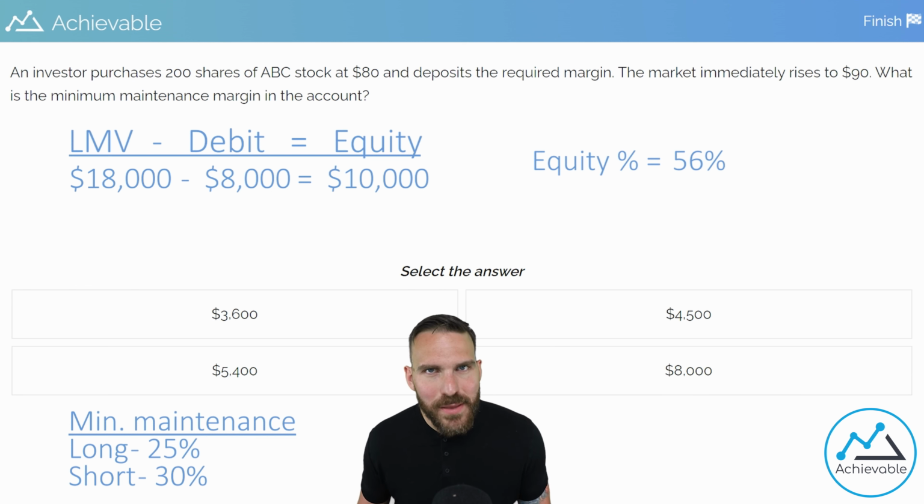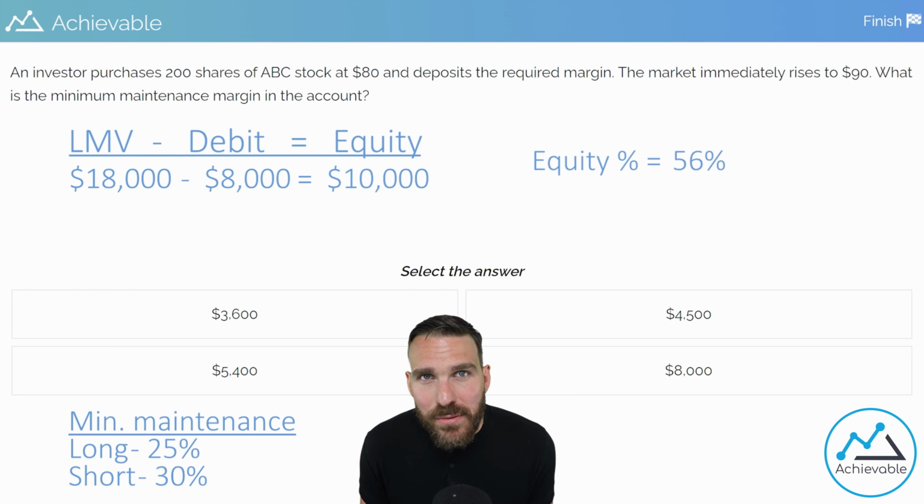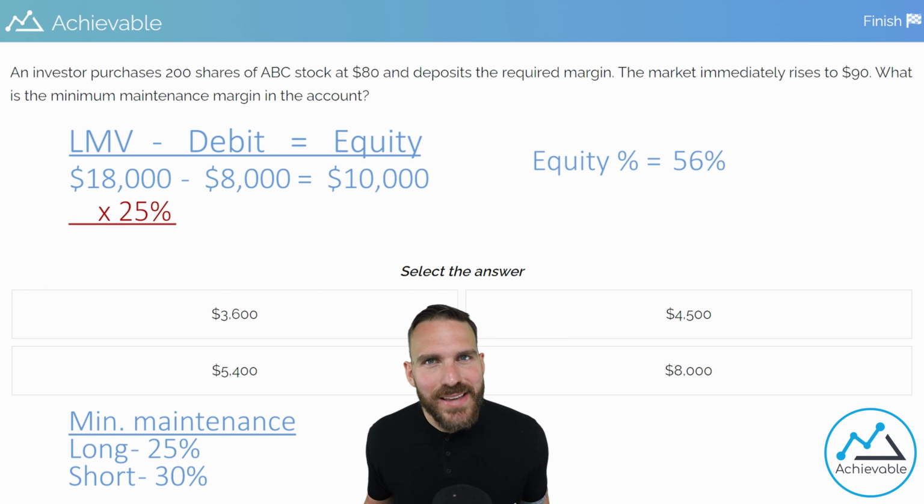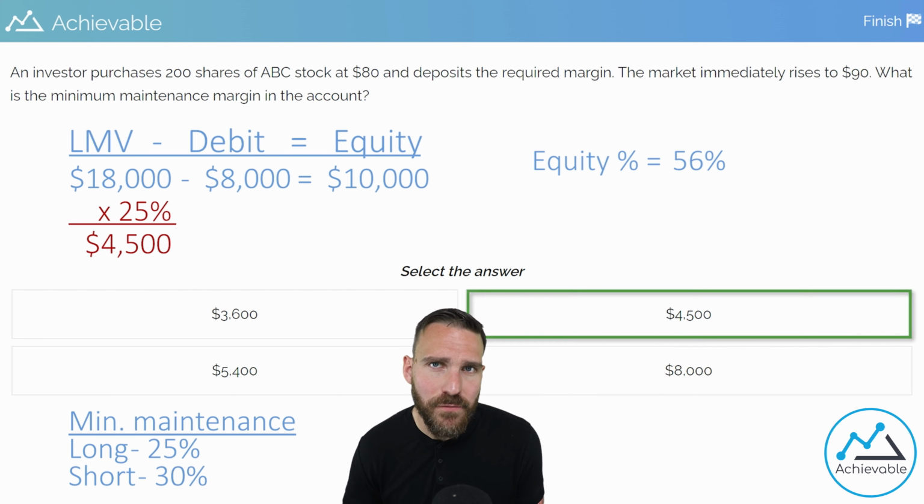Now that we've talked about the big picture here, let's really focus on what this question is asking, which is, what is the minimum maintenance margin in this account? And it actually is a really simple formula. All we need to do is take our market value, which is $18,000, and multiply it by that 25% minimum maintenance margin requirement. $18,000 times 25% gives us $4,500. And sure enough, that is the answer we're looking for in this question.